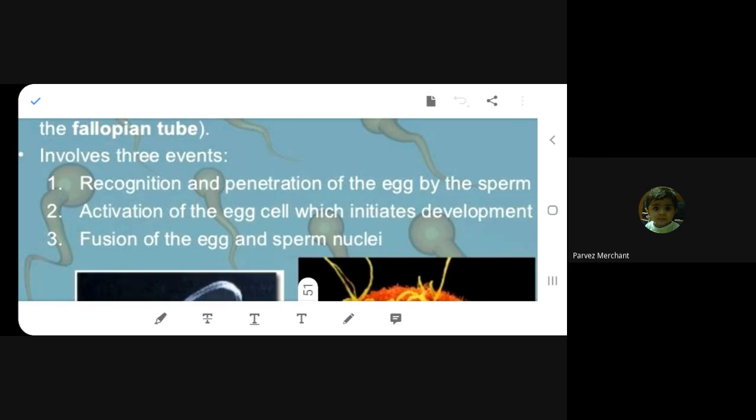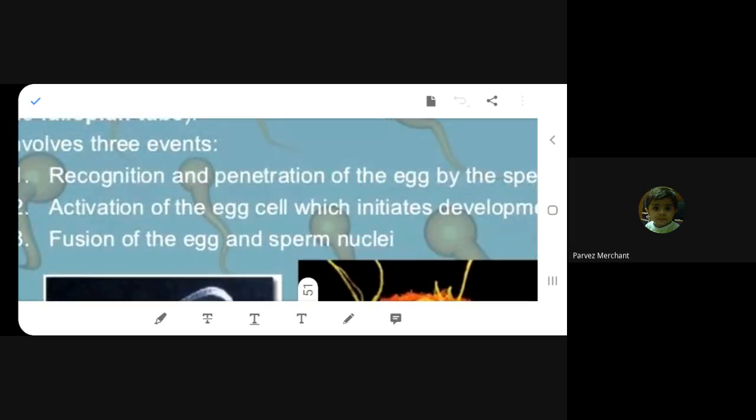You understand now? So first, it should recognize where the egg cell is. If it doesn't, where will it go? So first is recognition: yes, this is the egg cell. And then what is the work of the sperm? To penetrate the egg cell, to go inside the egg cell. Okay.